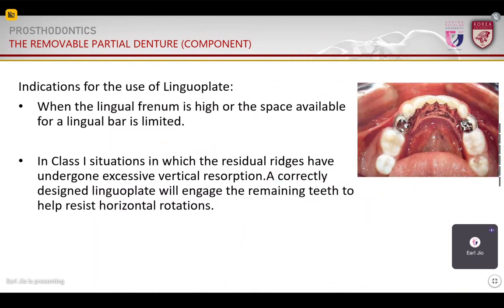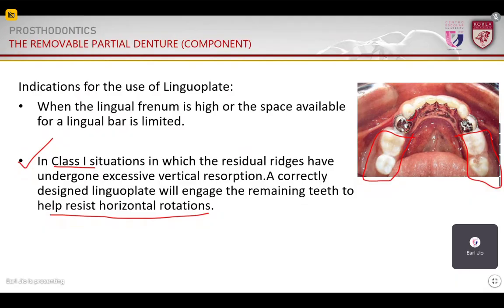Indications for the use of lingual plate is when lingual frenum is high or the space available for lingual bar is limited. And also, this is much more very important, and this is what I always consider in class 1 situation or bilateral distal free end cases. Kamukha nito. Bilateral distal free end cases with residual ridge that have undergone excessive vertical resorption. A correctly designed lingual plate will engage the remaining teeth to help resist horizontal rotation.